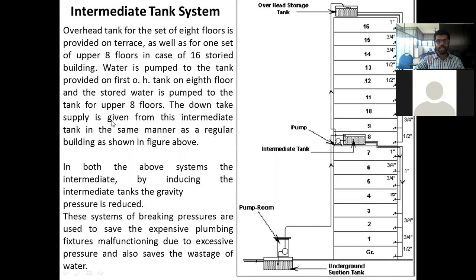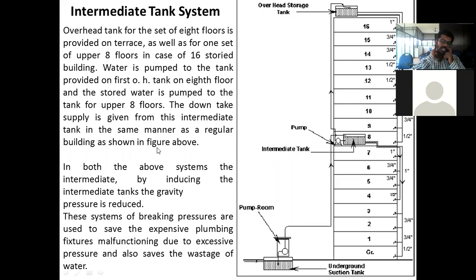The downtake supply is given from the intermediate tank in the same manner as a regular building, as shown in the figure. So from here, you are using the same system. With the help of gravity, you are giving to the first 4 floors, then again to another 4 floors. In the same way, in both the above systems, by including the intermediate tanks, the gravity pressure is reduced. These systems of breaking pressures are used to save expensive plumbing fixtures from malfunctioning due to excessive pressure, and also save the wastage of water.